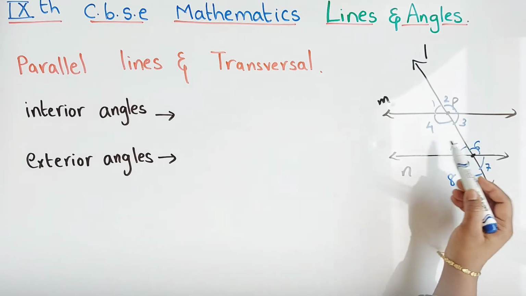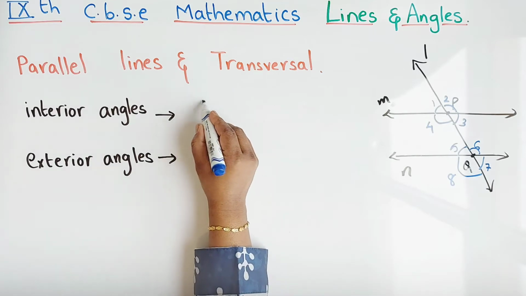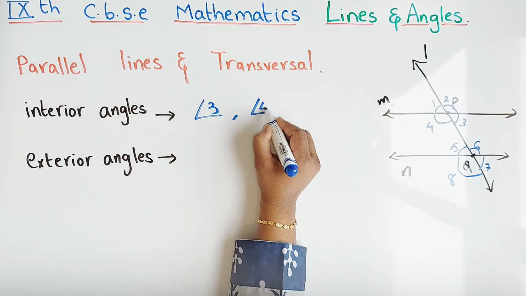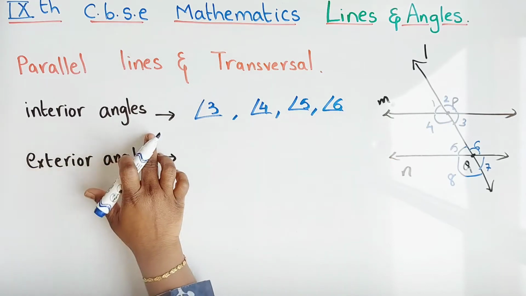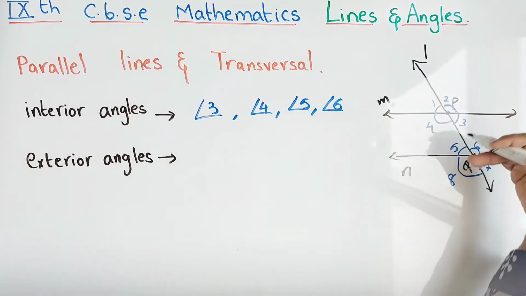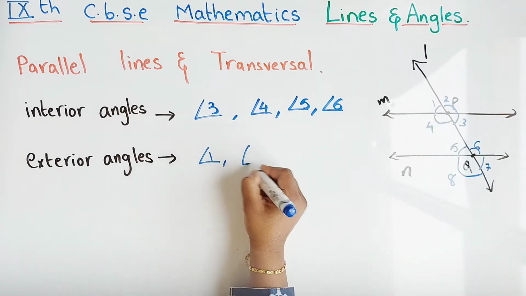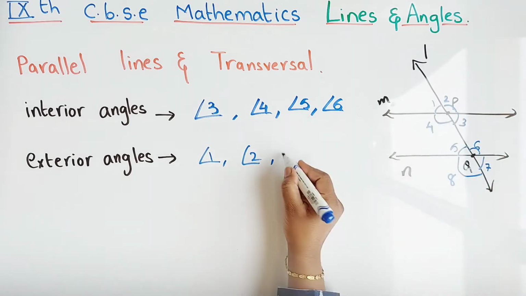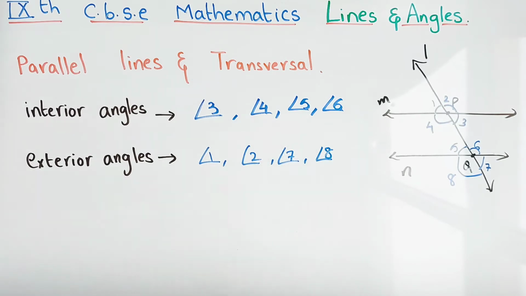What are the interior angles, children? Here angle 3, angle 4, angle 5, angle 6 are interior angles. Now exterior angles are outside of these parallel lines, that is angle 1, angle 2 and here angle 7 and angle 8. These are exterior angles.